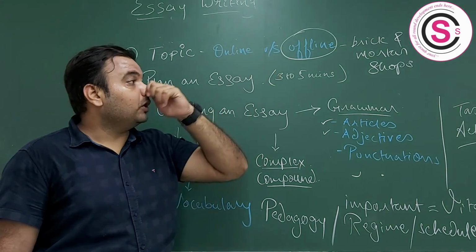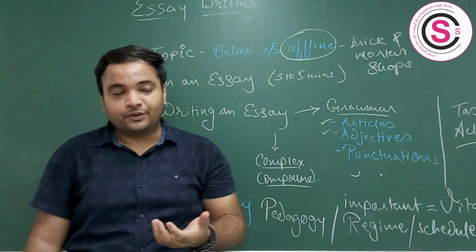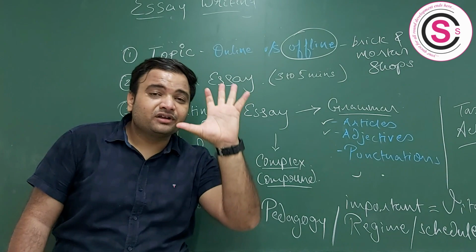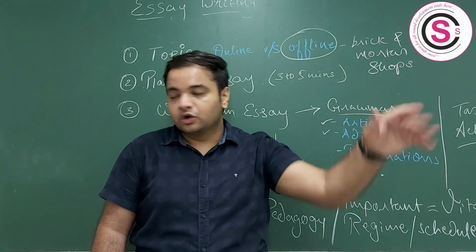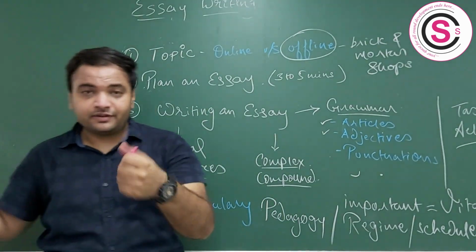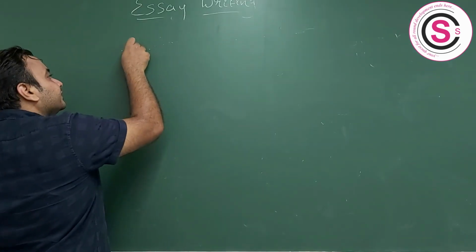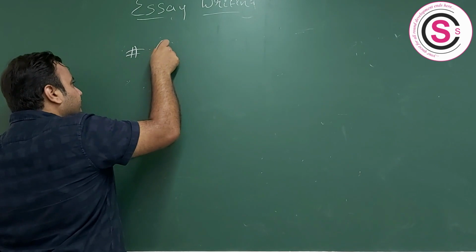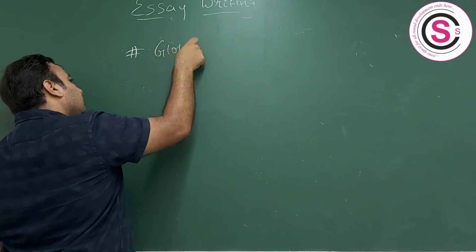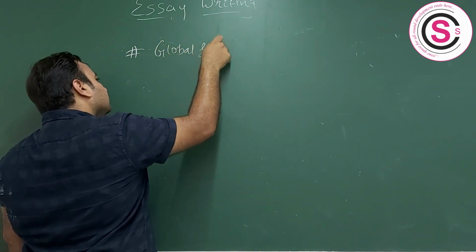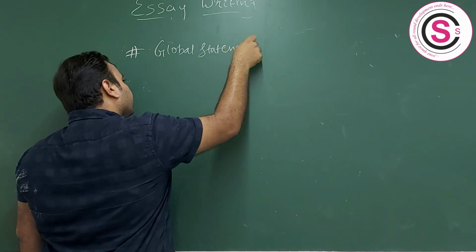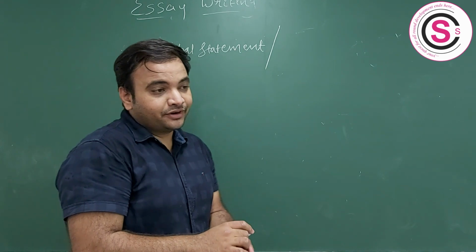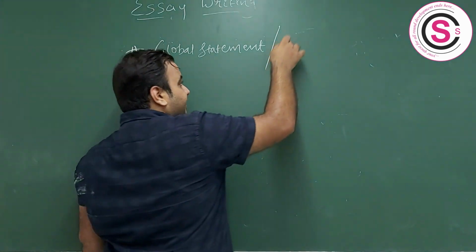Right? Now suppose it is an online versus offline essay, about shopping. What you are going to do is start with a global statement. What is a global statement? Now this is something new. When you are writing an essay, the first important thing is the global statement. In other competitive exams, it is also written as thesis statement.